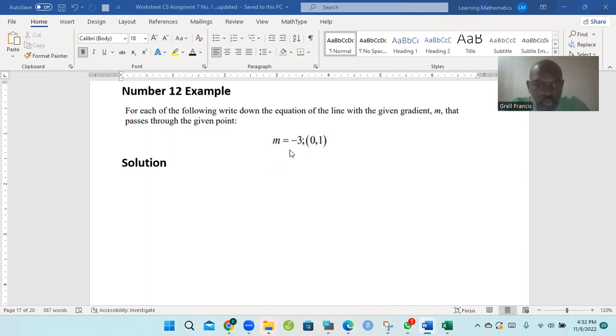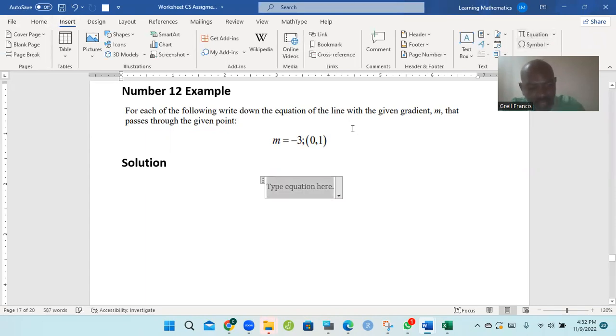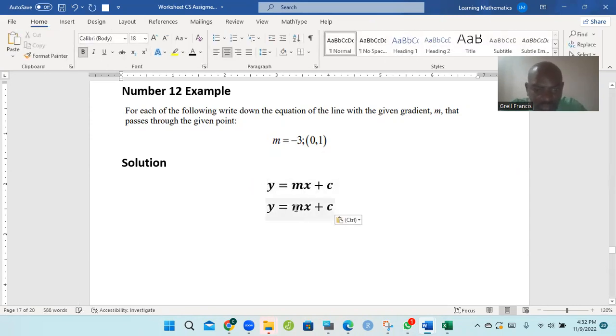Now, we know the standard form for an equation of a straight line is y is equal to mx plus c. When y is the subject, the coefficient of x is the gradient, and the y-intercept is the number by itself. So since they gave us the gradient already, we can already begin to write down the equation. In the place of m, we can put -3. All we need to do now is to solve for c.